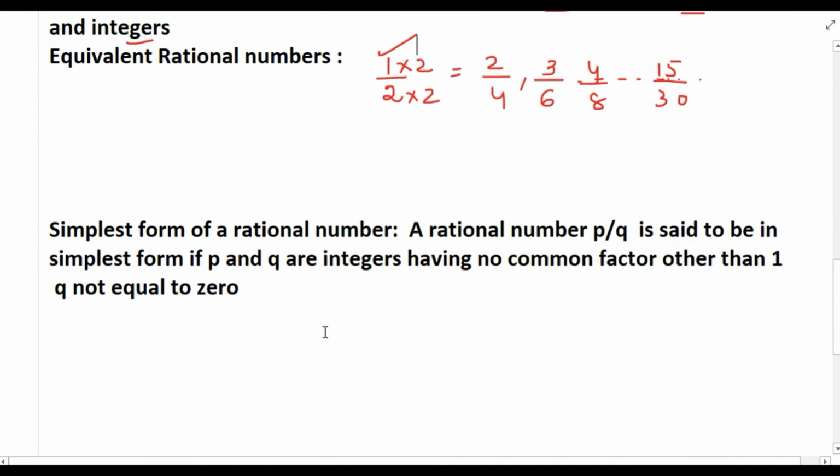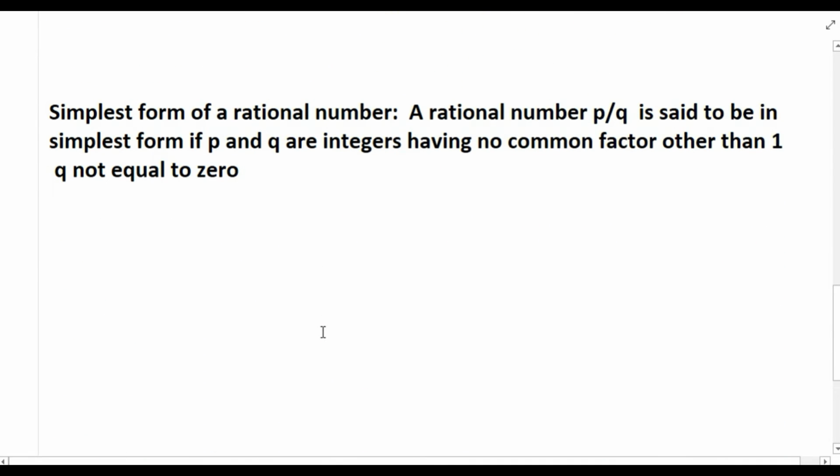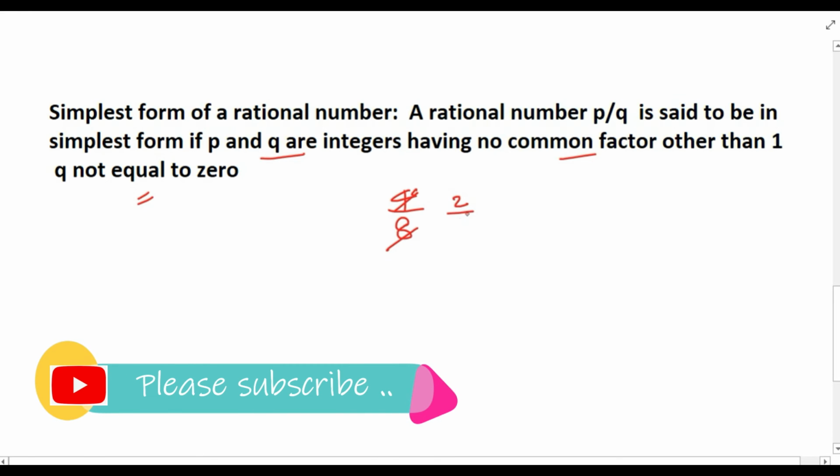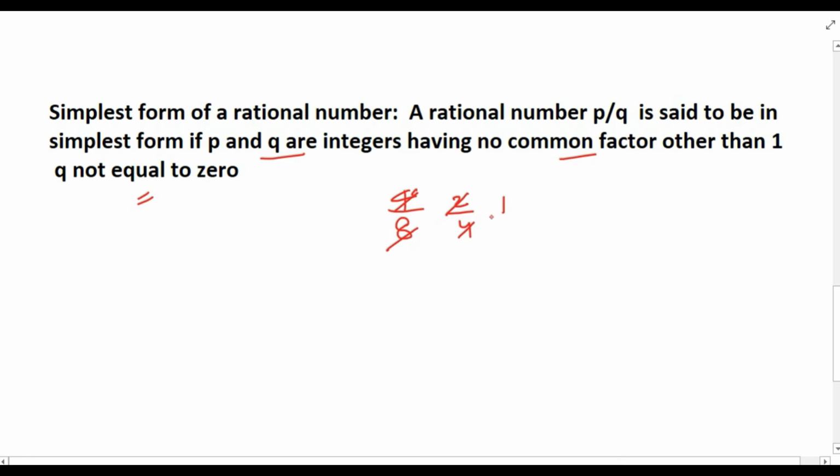And the simplest form of a rational number: a rational number p by q is said to be in the simplest form if p and q are integers having no common factor other than 1, and q should not be equal to 0. For example, what is the simplest form of the rational number 4 by 8? Here it has 2 as a common factor, so it should not have 2 as a common factor. When you reduce this, you get 2 by 4. Again, you can reduce this and it is equal to half. So I can say that half is the simplest form of the rational number 4 by 8.